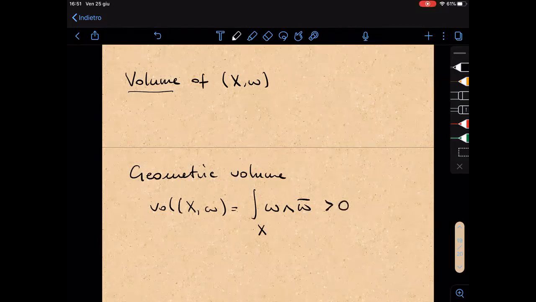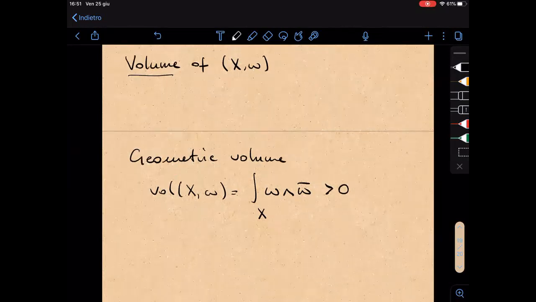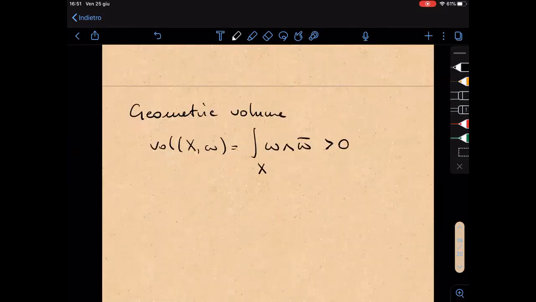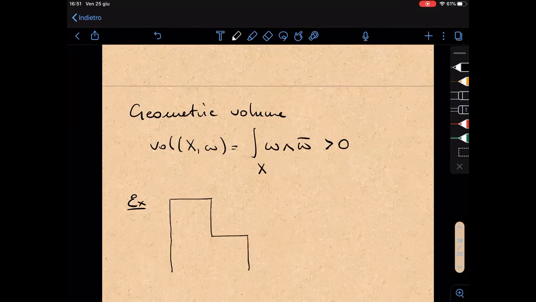It can't be negative, because let me give you an example. It's one of my favorite examples. Perhaps you have seen this other times. Suppose we have this L shape, and okay, let me use that.